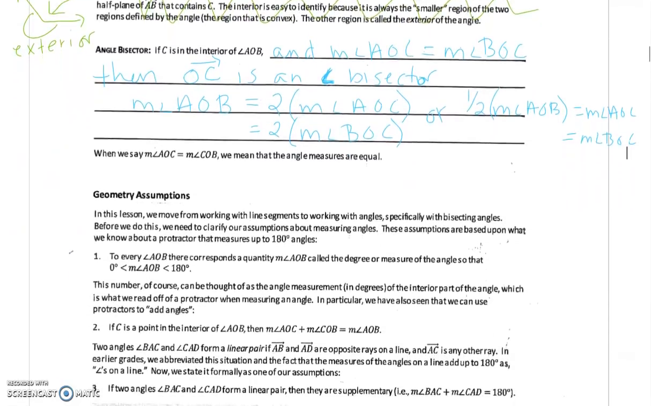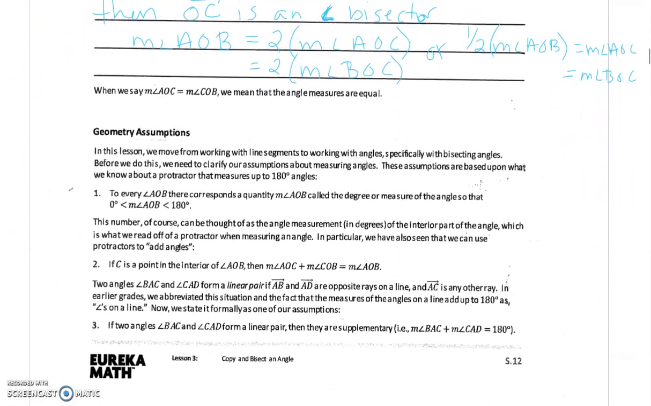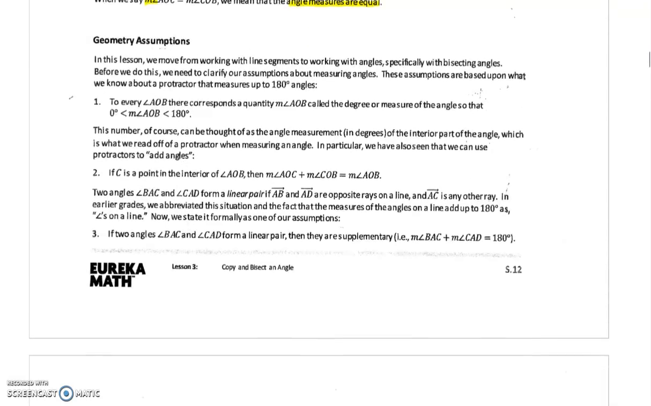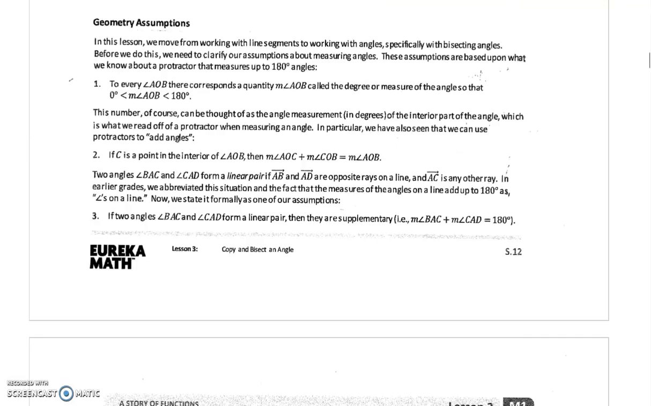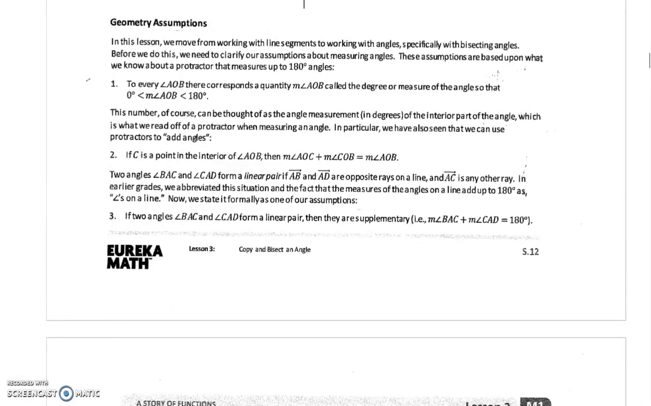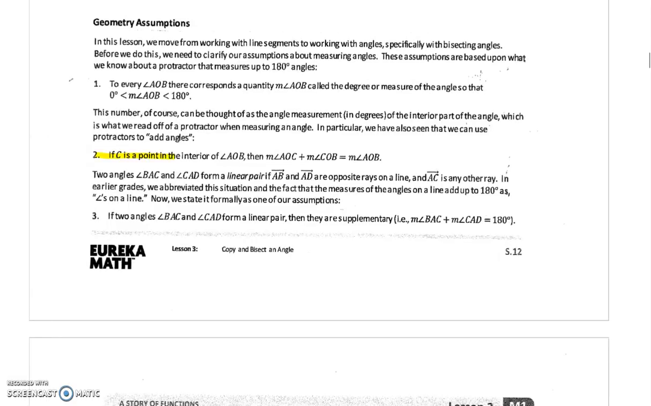Alright, so moving on. We told you right here, this means measure of angle whatever equals measure of angle whatever. So the actual angle measures, the actual degree measures, are equal. Okay, so let's talk about some things that we assume. Number 2 is important. If C is a point in the interior of angle AOB, then you can add the 2 small angles to get the big one.